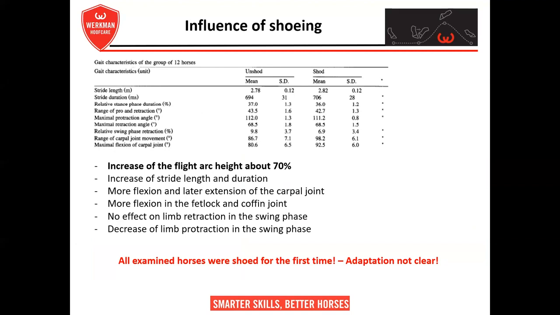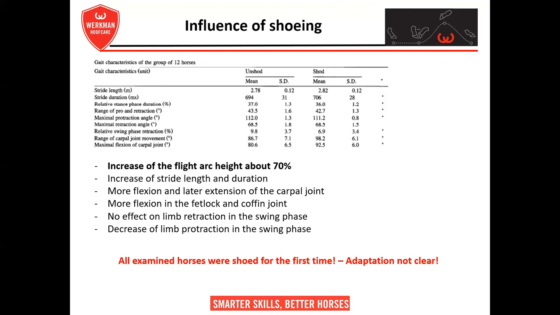We see more flexion in the carpal joint and the digital joints, and we have a decrease of protraction in the swing phase. So all these parameters are, as I said, judged as good in sport horses. So in this case, shoeing has, let's say, a good effect on the function of the limb.